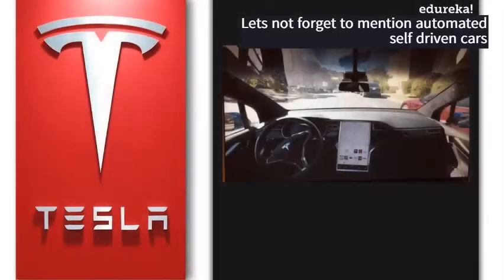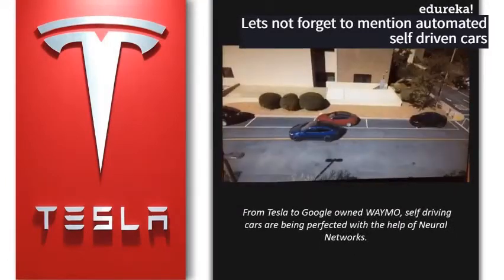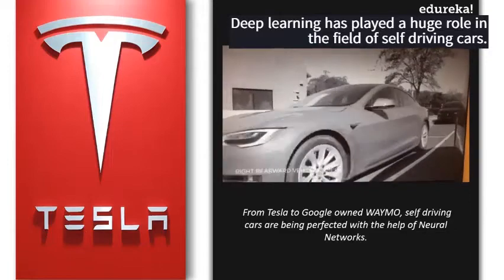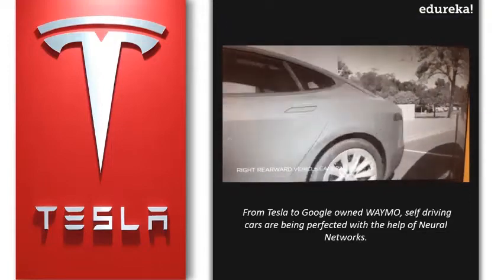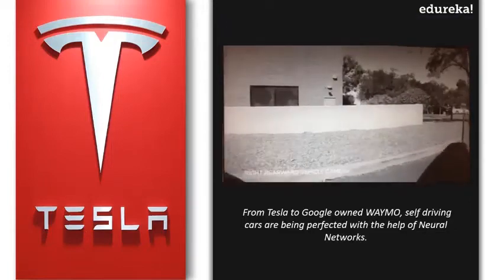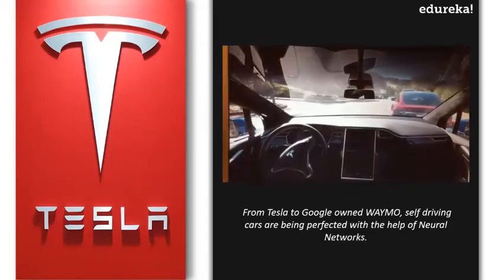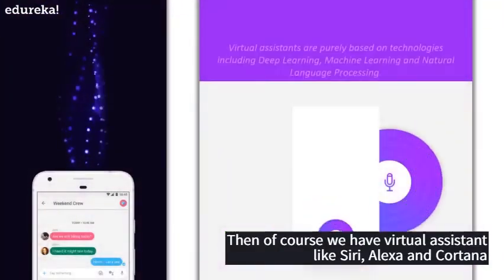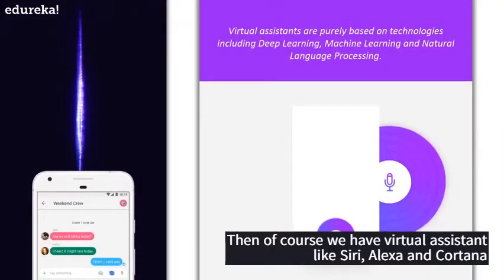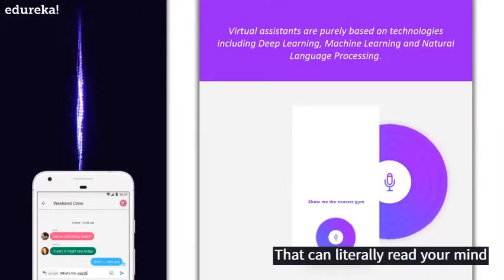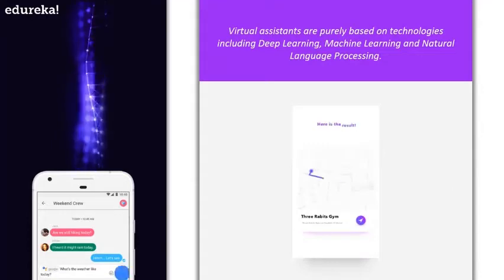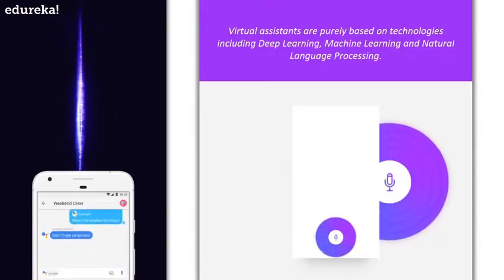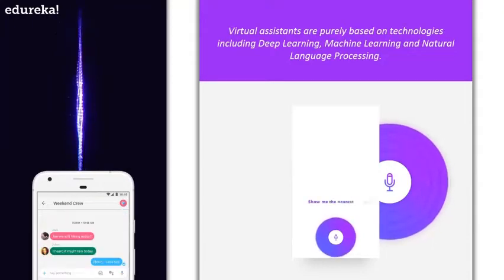Let's not forget to mention automated self-driven cars. Deep learning has played a huge role in the field of self-driving cars. From Tesla to Google-owned Waymo, self-driving cars are being perfected with the help of neural networks. And of course, we have virtual assistants like Siri, Alexa, and Cortana that can literally read your mind. Virtual assistants are purely based on technologies including deep learning, machine learning, and natural language processing.